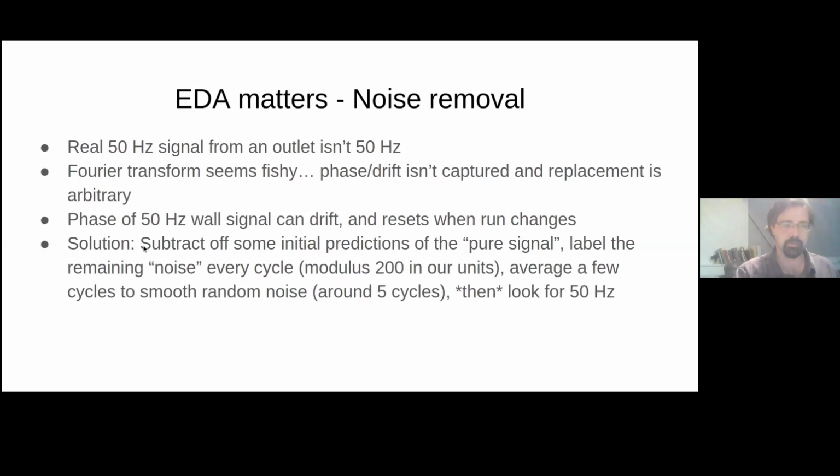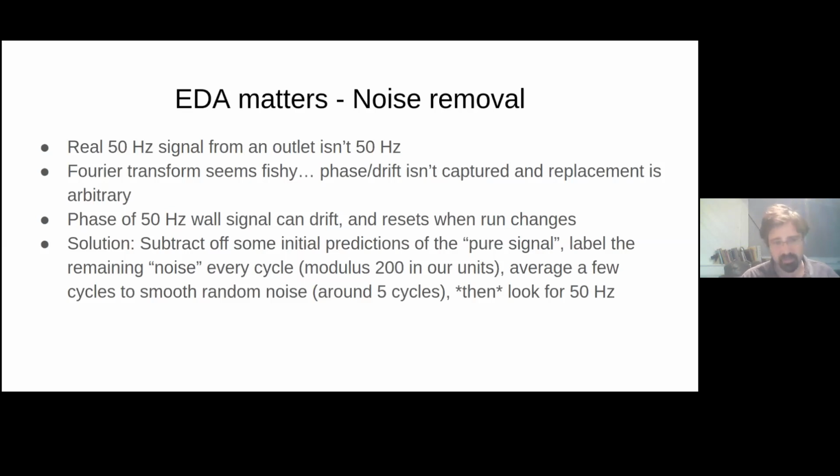The solution we came up with is that, again, we subtract off the initial predictions so that this noise signal, the 50 hertz wall noise signal, is bigger, and the remaining noise signal we label, in our units it's modulus 200, so that we get the same label at the same phase of the cycle of 50 hertz.